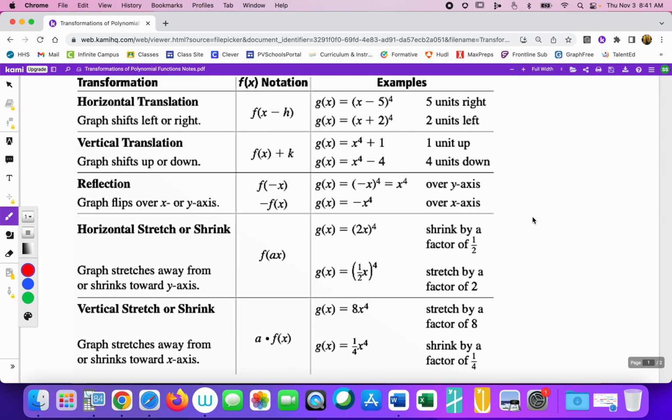A vertical translation, meaning a shift, that will be completely separate, no parentheses. It'll be after all the x's. That's the constant on the end, which would be the y-intercept of most functions. So that will be up for a plus, down for a minus. So these are normal signs. Those will not be in parentheses. Horizontal is in parentheses after x. Any questions on the translations?